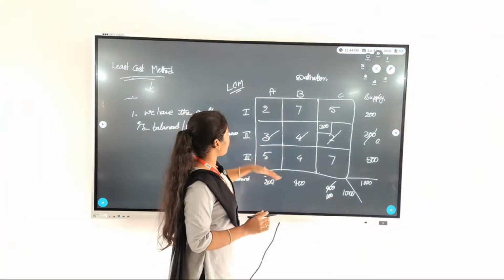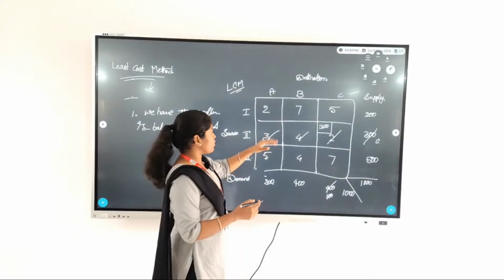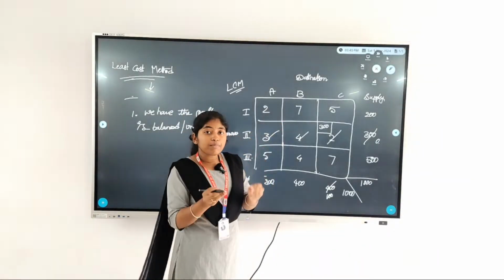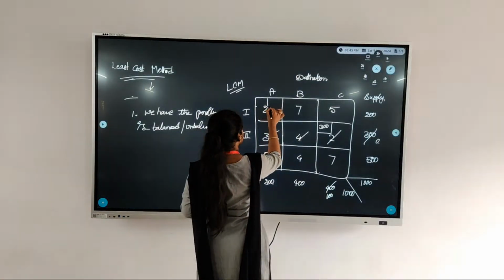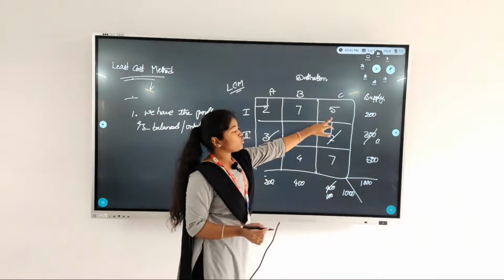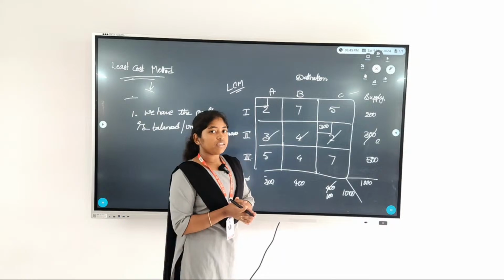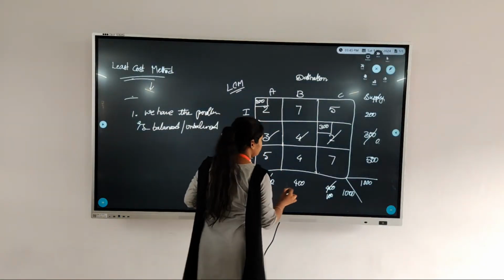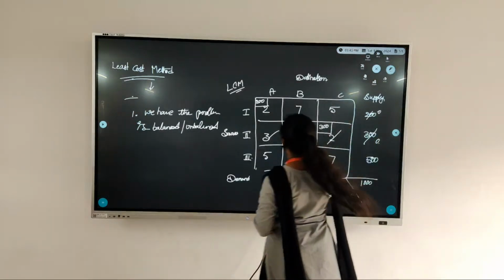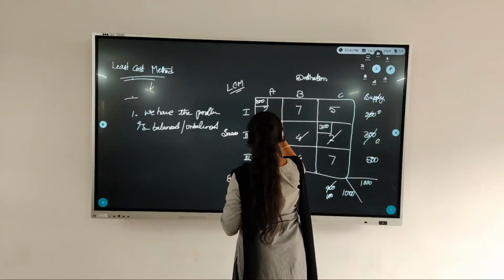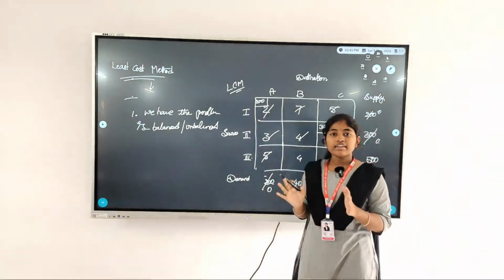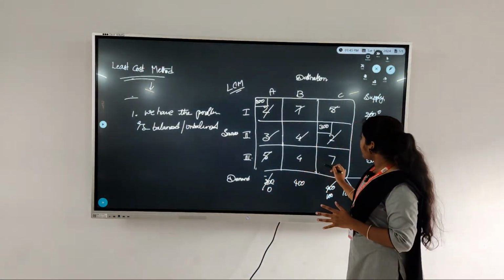Next, we check for the next least cost. 2 is also the least, so we can apply the same process. Let's check: 200 and 200. Both the demand and the supply are equal, so I just cancel with 0 and remove the entire column. The remaining costs are 4 and 7.